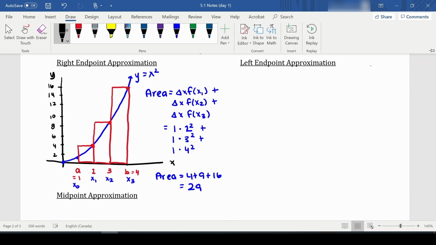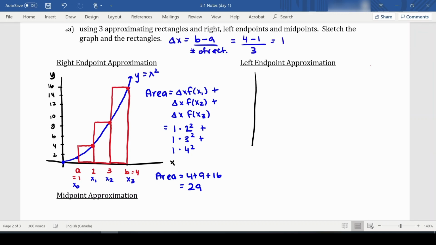For my left endpoint approximation, I'm going to draw my picture just a little smaller this time because I'm running out of space. x, y. So I still have 1, 2, 3, and 4. And I still have to go up to 16.